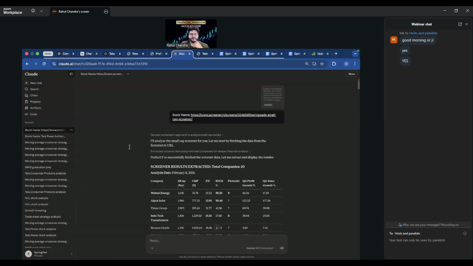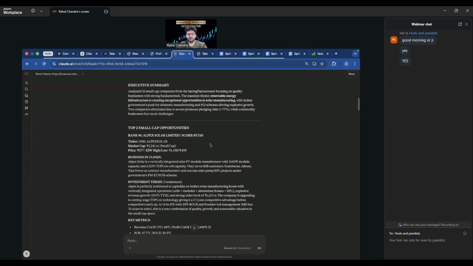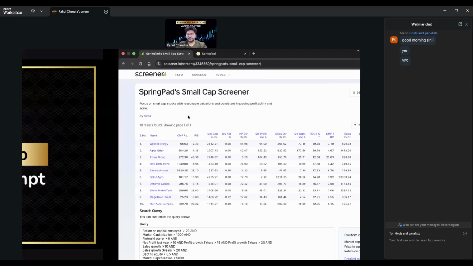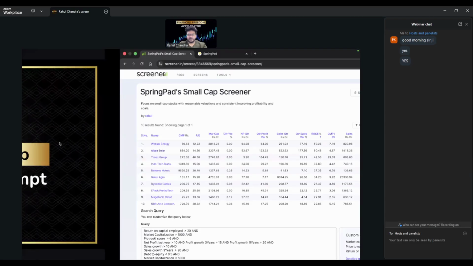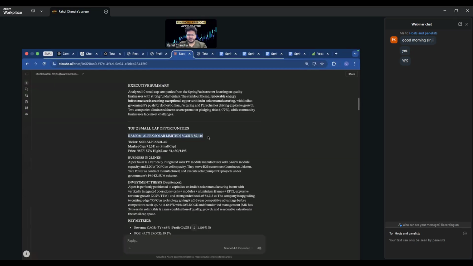Okay. So it will run, go through the screener results. It will do all that analysis for you, and it identifies the top two stocks from the list. It identifies the top two qualitatively, quantitatively, everything. Even if it has 20 stocks, it will give you a list of the best two stocks. That is what I have said. So what are the two? It gives Alpex Solar, with a score of 87 out of 100.